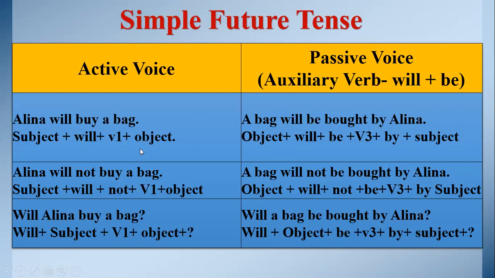You remember why we change from active to passive voice? In active voice our focus is on the subject, that is, what is the subject doing with the object, and in the passive voice our focus is on what is happening, what is the impact of the object on the subject. Okay, this is the difference in both the voices. So my sentence changes to a bag will be bought by Alina.